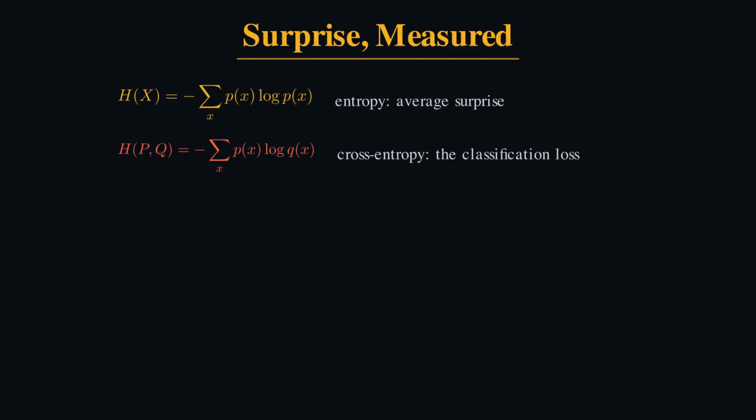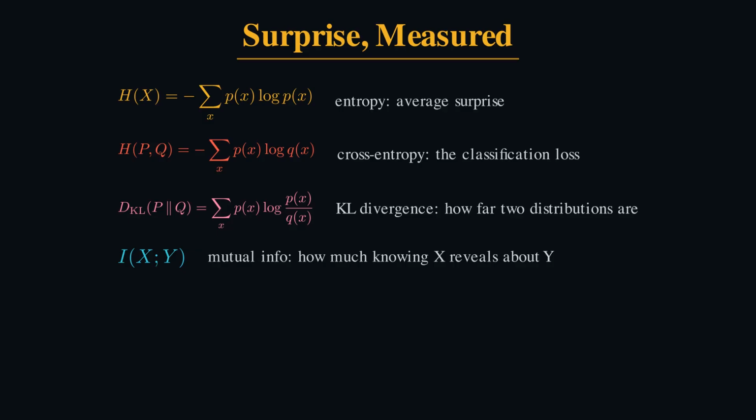From that one idea, a few symbols follow. Capital H of X is entropy, the average surprise we just felt. Capital H of P and Q is cross-entropy, and this is the actual loss used to train classifiers. It measures how surprised your model is by the true answers. DKL is the KL divergence, how far your model's guesses are from the truth. And I of X and Y is mutual information, how much knowing one thing tells you about another. If knowing the weather tells you a lot about umbrella sales, those two share high mutual information.